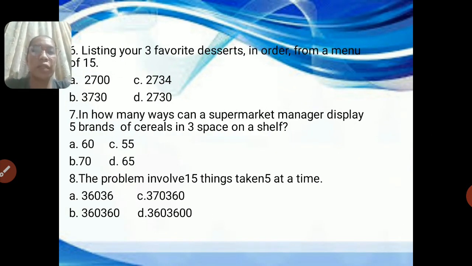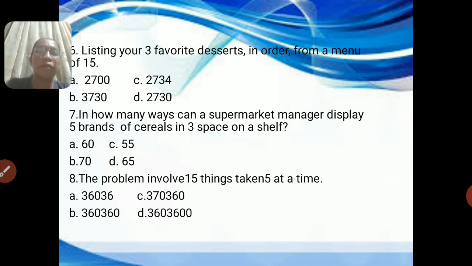Number 6, listing your favorite desserts in order from a menu of 15. A, 2,700. B, 3,730. C, 2,734. D, 273. E, 270.